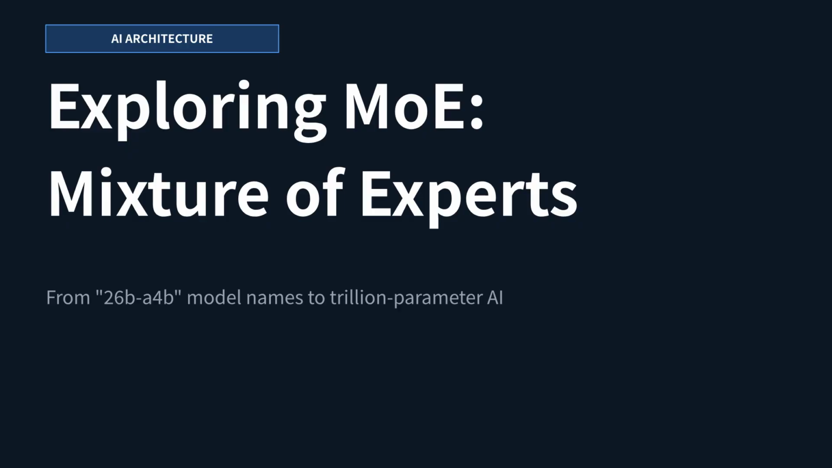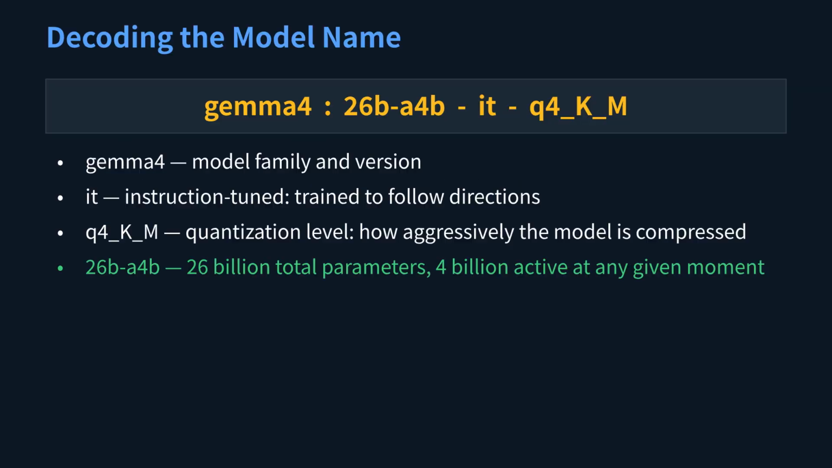If you've ever downloaded an AI model locally, maybe through Ollama or some other tool, you've almost certainly come across names like this: Gemma 4, 26B, A4B, IT, Q4KM. That's a mouthful. And if you stared at it and thought, what does any of this actually mean? You're in exactly the right place. Because unpacking that one confusing label is going to lead us to one of the most important ideas in modern AI, mixture of experts. Let's decode that model name piece by piece.